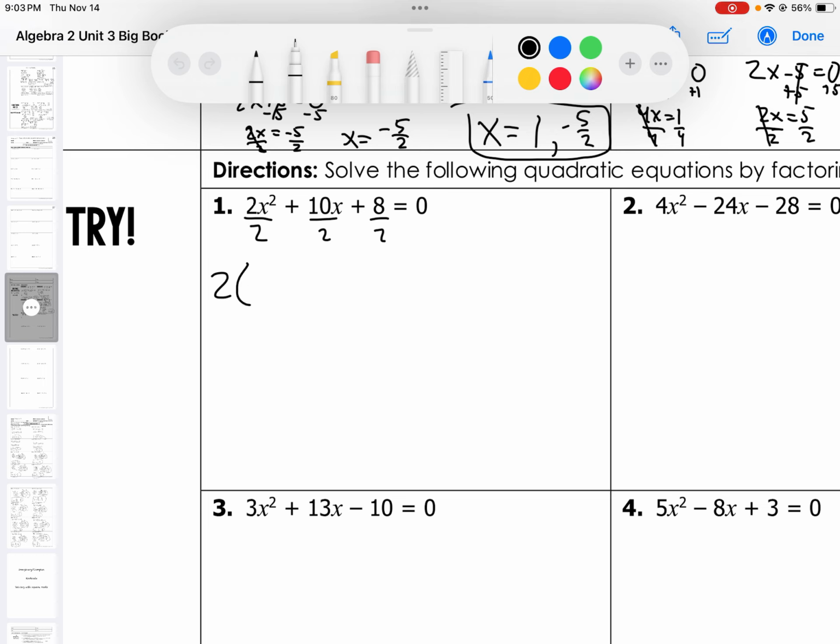2x squared divided by 2 would give me x squared. 10x divided by 2 would give me 5x. And 8 divided by 2 would give me 4. So this is what I get when I take out the greatest common factor.